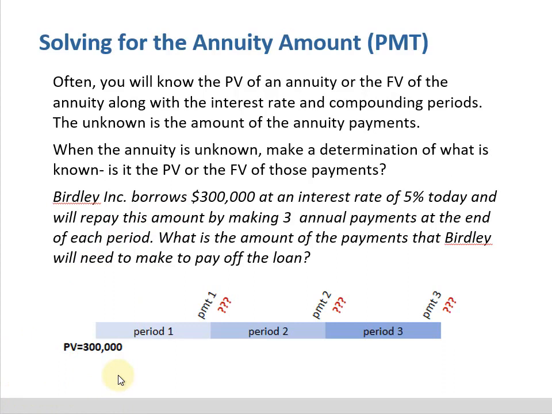Let's just think logically here for a minute. If there was no interest, what would the payment need to be? Well, if there was no interest, the payment would be $300,000 divided by 3, or $100,000 a year. Since there is interest, the payment's going to need to be more than $100,000. So that'll be our logic check after we do the computation.